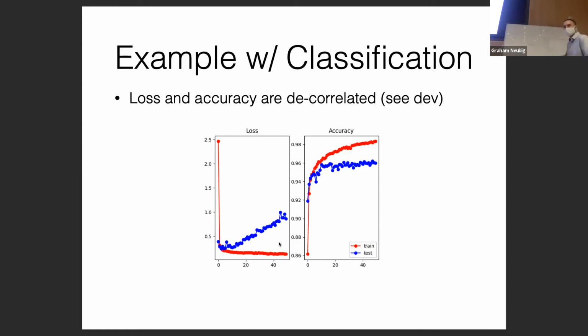Any ideas? Yeah. Is it because the model becomes more certain about... Yes, that is exactly the reason why. So just to say it again, it's because the model gets more certain about its predictions.